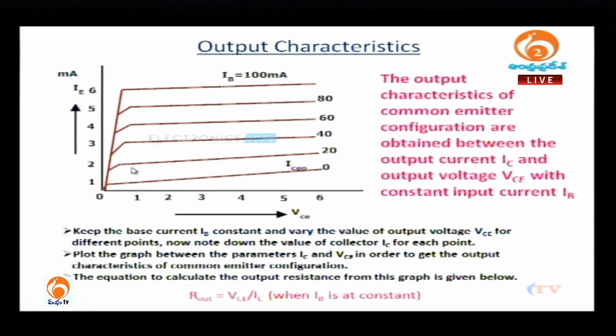Again, we have the early effect also. The slope is not 0, we have some inclination. This shows that the emitter current is increasing due to the early effect. In the next curves we fix the base current to about 40 milliamperes, then 60 milliamperes, 80 milliamperes and so on. We see that the characteristics are almost similar to that of common emitter configuration.